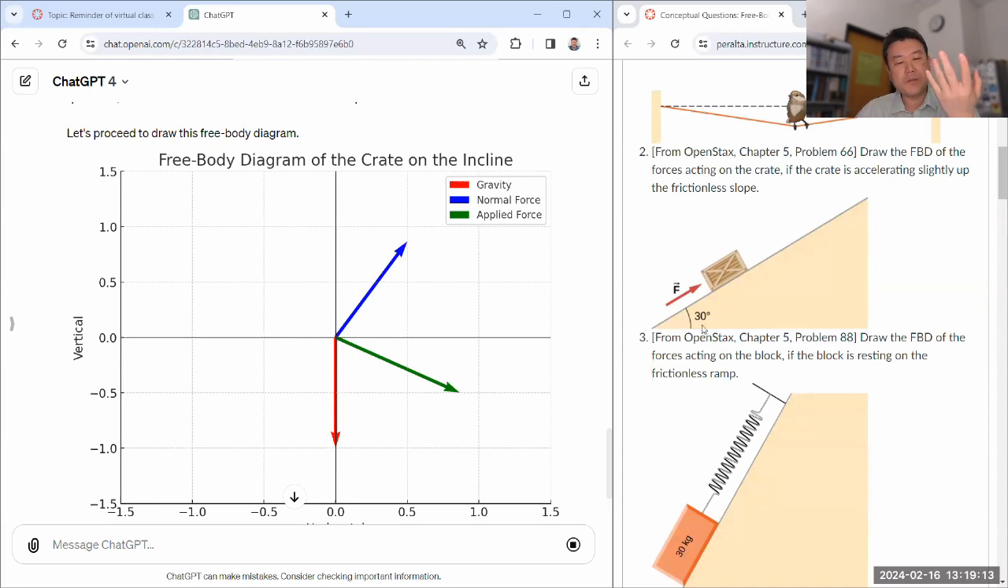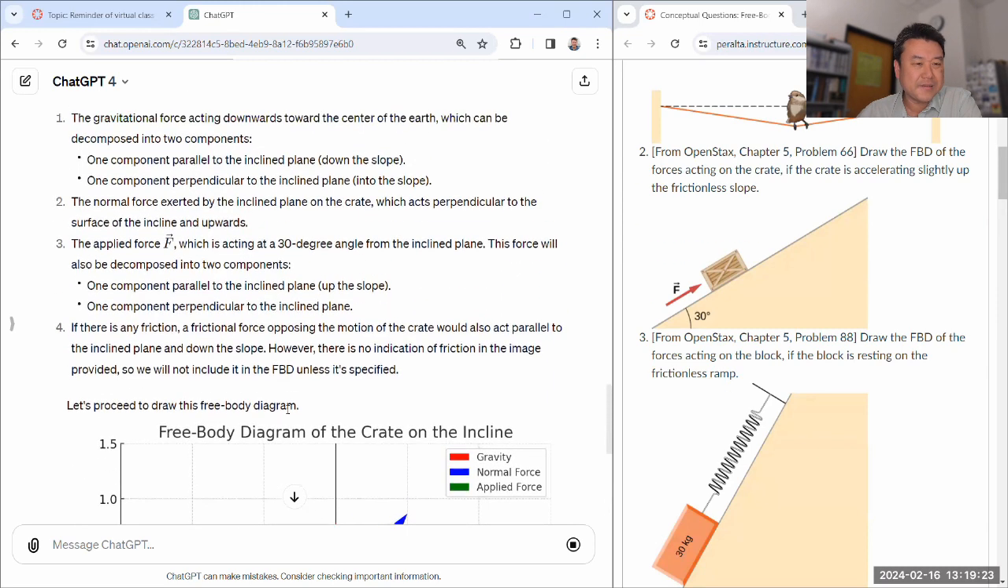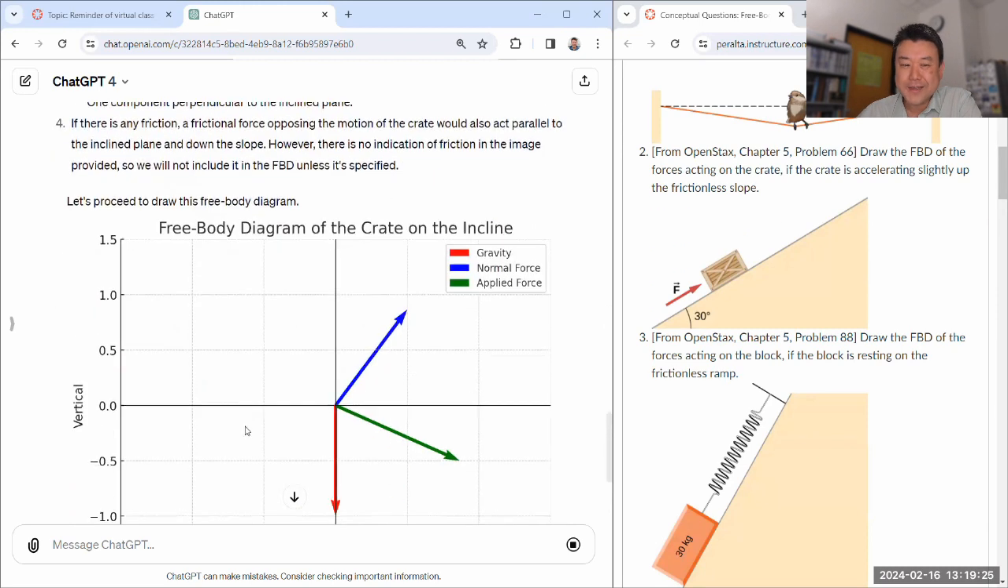Even if you were to flip it around and say this is the slope, it still got it wrong. The applied force should be going up the slope, not down the slope. So, it's still a work in progress, not all that good.